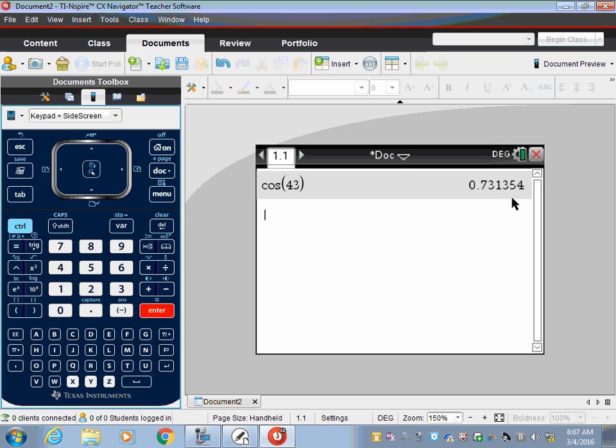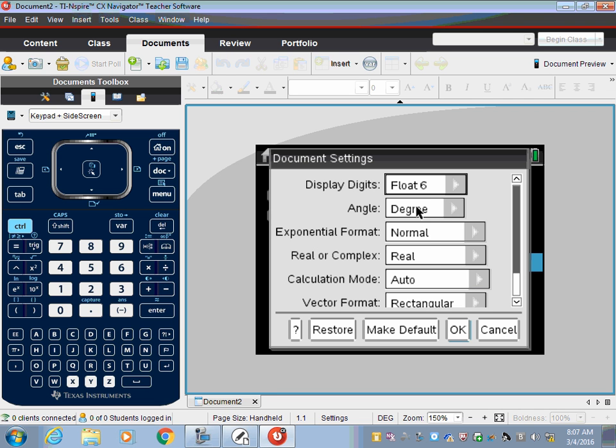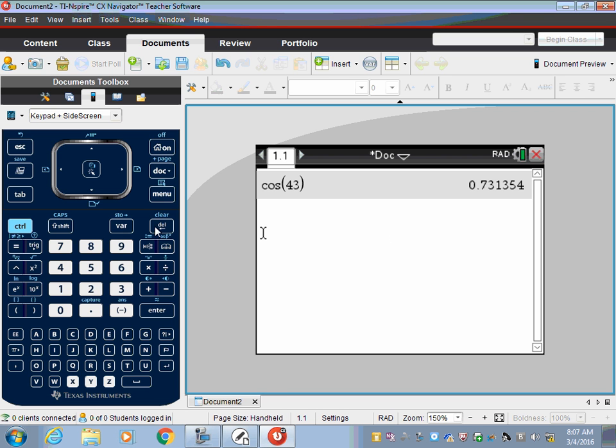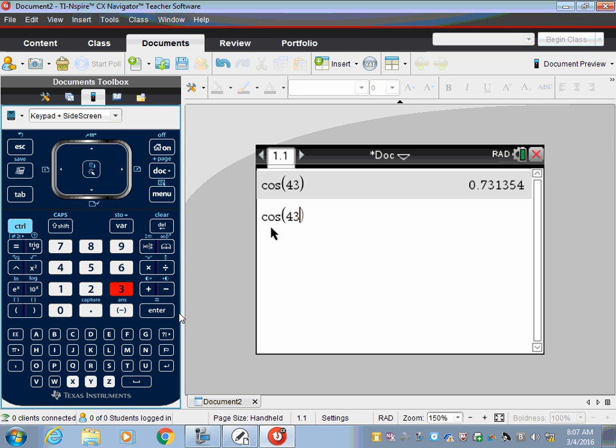Now, if you ever get negative answers, and I'll remind you of this in class, that means that you are not doing degrees. That means you're doing radians. To fix that, and I probably should have shown this, you have to go to your settings, document settings. See, I have degrees as my angle. If I had radians in here and I did my cosine 43, I'm going to get a number that's off, okay? So we'll make sure that you put it in here.